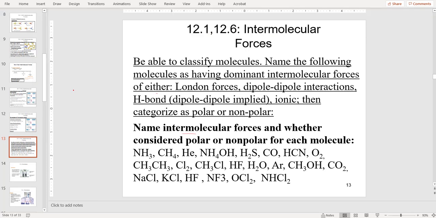Name the intermolecular force and whether considered polar or nonpolar. So this is ammonia. This is going to be hydrogen bond, and that's going to be polar.